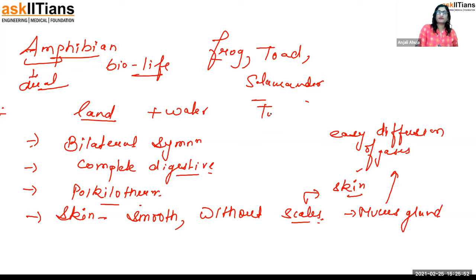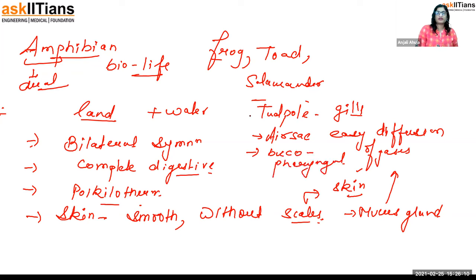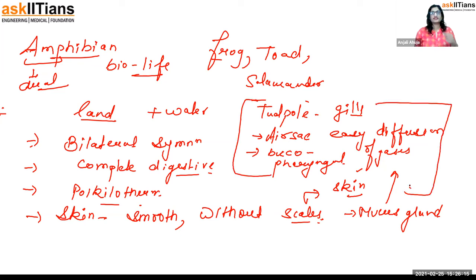If I talk about the tadpole, a tadpole has gills. But a mature one has skin respiration. They also have an air chamber, an air sac, in their body. Also, they show buccopharyngeal respiration. So these three kinds of respiration happen. Buccopharyngeal means the buccal cavity and the pharynx inside the mouth. But there is a little part in the buccopharyngeal region which helps in gaseous exchange. So they have this air sac, you may call it their lungs.